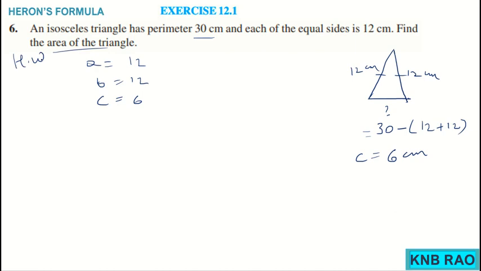So children, with this I have completed the exercise questions of 12.1. There are 6 questions in which I solved the first 4, and the 5th and 6th I gave as homework for you with little explanation. So we will meet in our next session with the concept of applications of this Heron's formula.